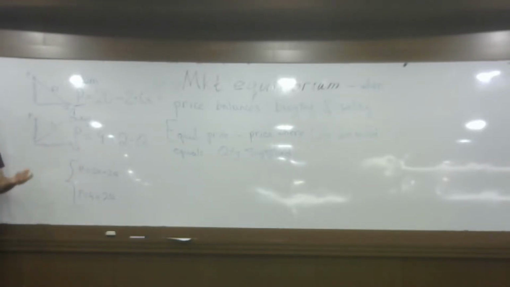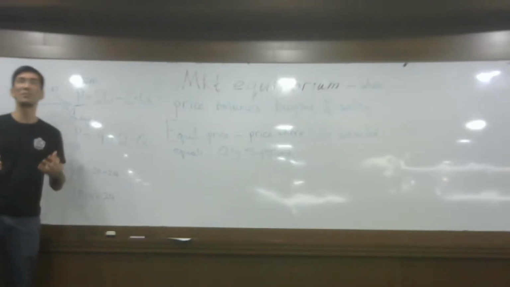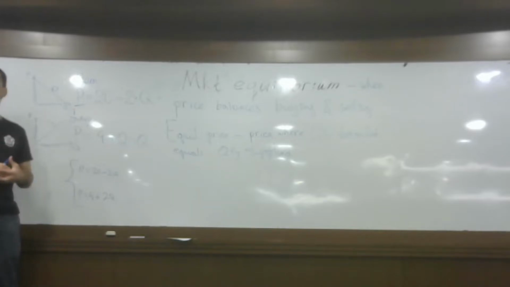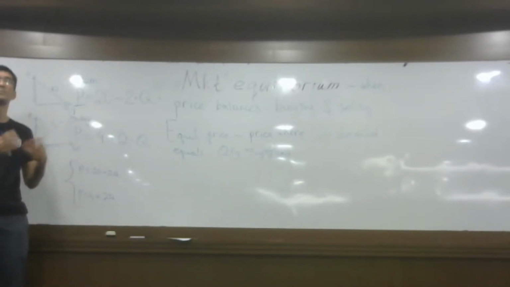So what we're going to do for the market equilibrium is we're actually going to bring together demand and supply. We talked about each of them separately last week, right? Now we're just going to marry them together, put them together, see where the charts, the curves meet.